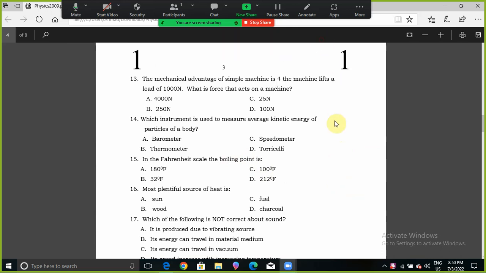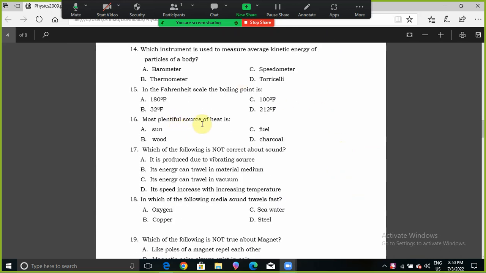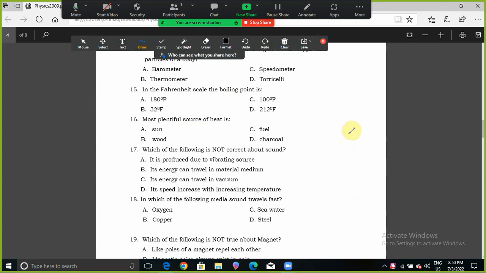Question number 16 it says, most plentiful source of heat is dash. What is it? Sun, wood, fuel, or coal? The answer is sun. Why? Because sun energy is important for life, and the most plentiful source of heat is the sun. That's where we get heat from. So that means the answer is A.